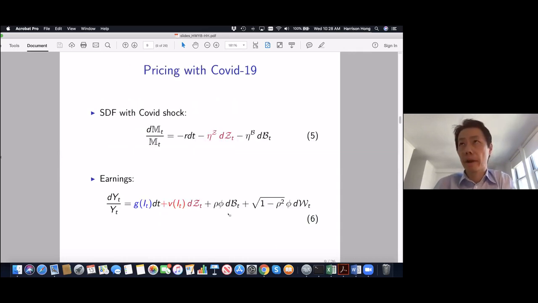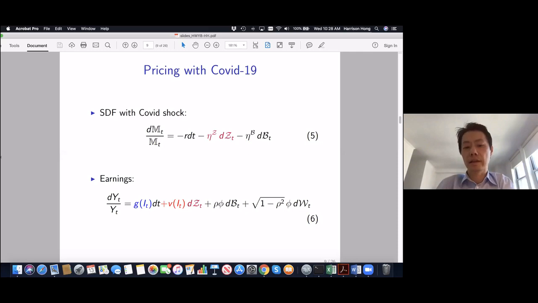So a very simple way to introduce epidemic processes into economics or into valuations is through 2 equations, equations 5 and 6. Equation 5 says that when there are stochastic transmission shocks captured by the DZ term, that's going to influence the risk in the economy. So we think that higher transmission rates mean more risk for the economy.